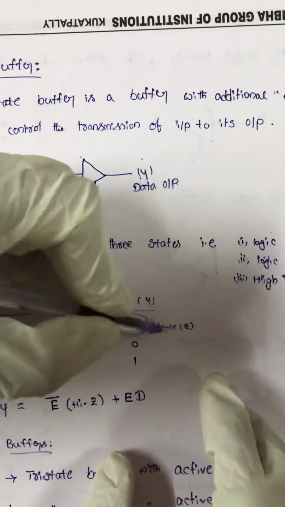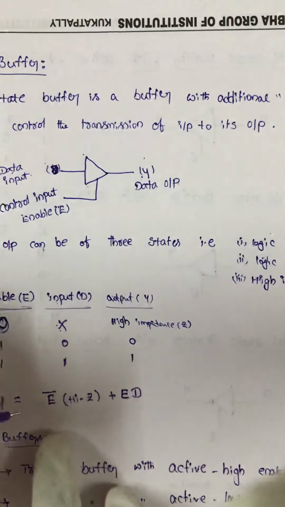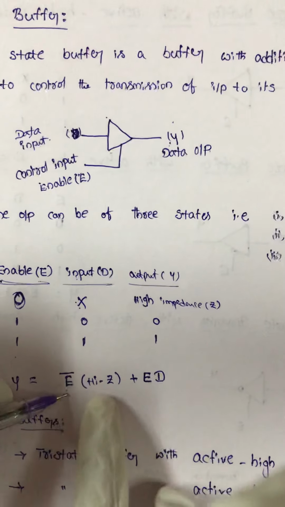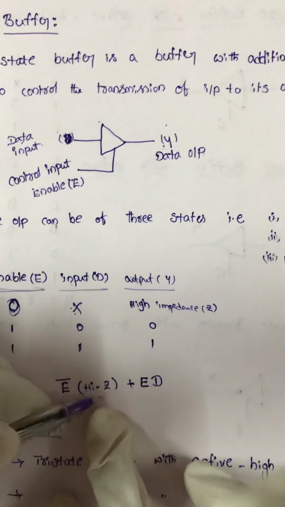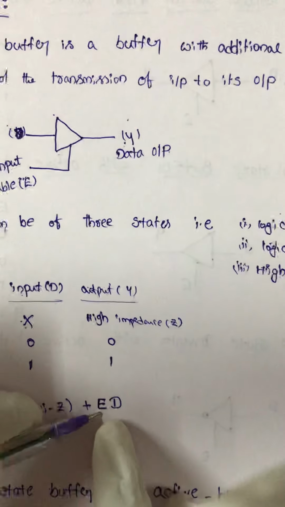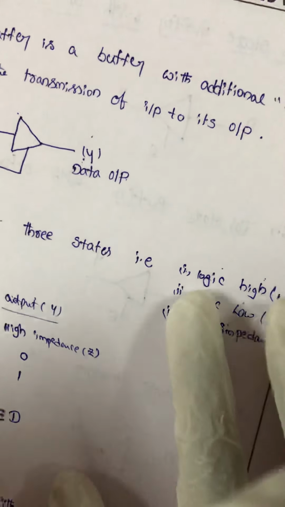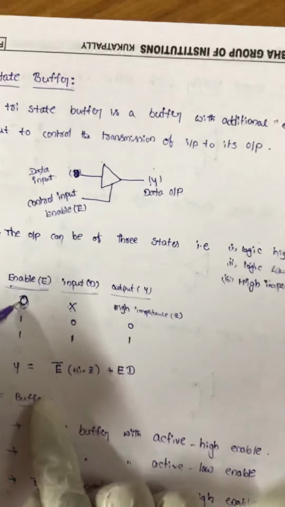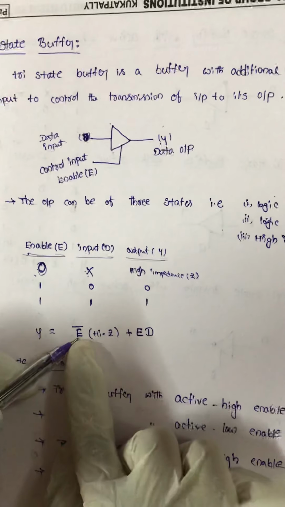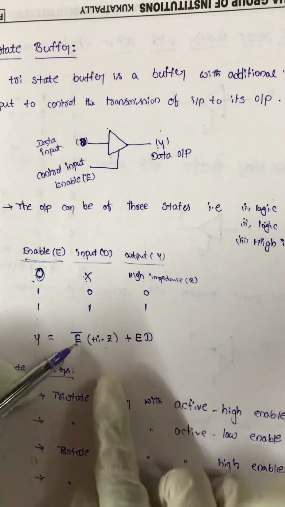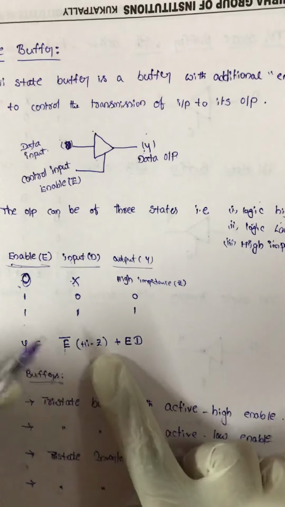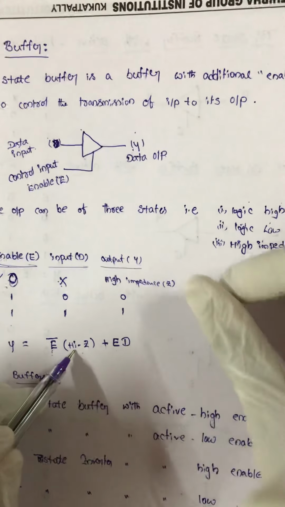The same truth table can be explained by a simple equation, that is Y equals E bar times high impedance, where impedance is represented by Z, plus E times D. By using this equation we can satisfy this truth table. First, the E equals 0 condition. E equals 0 means 0 bar, and 0 bar means 1. So here, with E equals 0, the second term is 0. In this condition, the first condition, high impedance is generated.